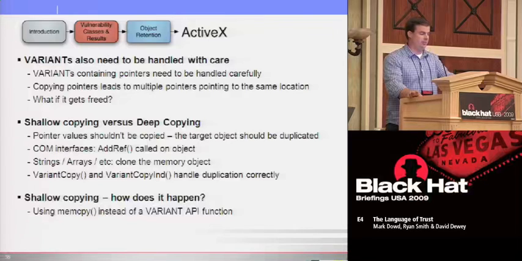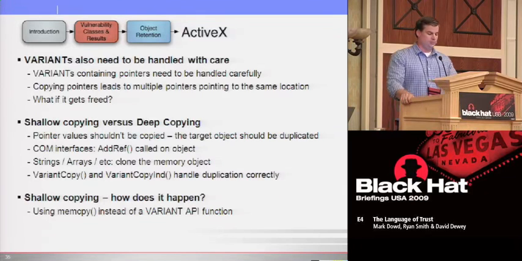I want to make sure that makes sense. Instead of just copying the object, you need to absolutely duplicate the object and store a new copy of that object. In a COM interface, you need to make sure that the AddRef method is called on the new copy of the object, to make sure that you're staking your claim to that instance of the object. VariantCopy and VariantCopyInd handle duplication correctly. It's worth noting that using these variant copies doesn't necessarily get you out of the woods. We're going to talk about some problems with those in just a bit.